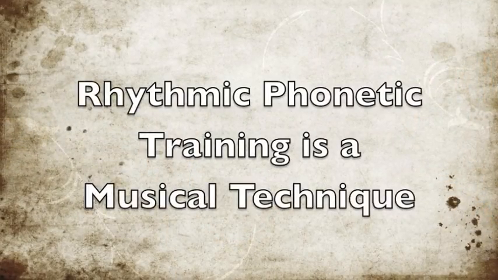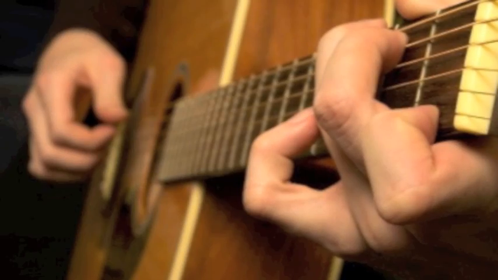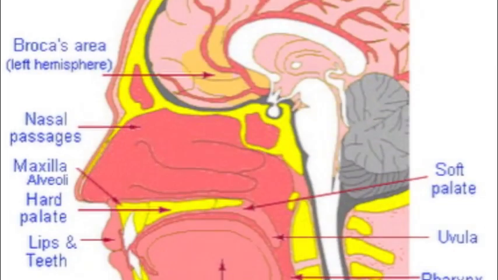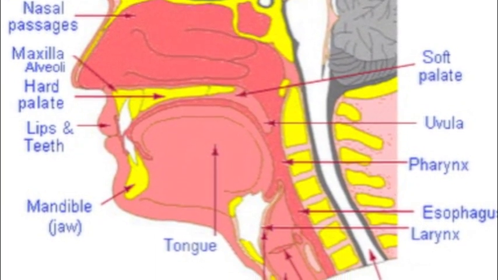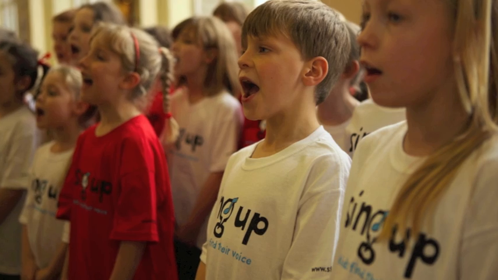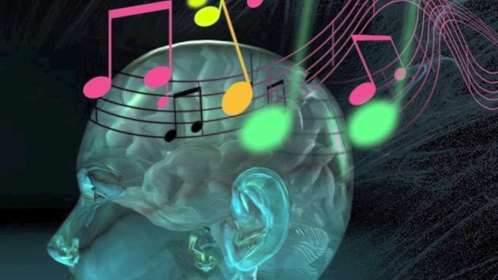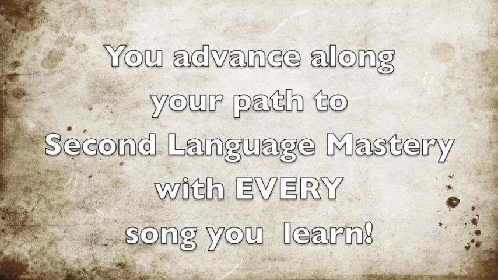If you're wondering how this is possible, remember that rhythmic phonetic training is a musical technique. The same way the brain can memorize a sequence of complex finger movements for a guitar song, it can also memorize a sequence of complex tongue, lip, and throat movements for a rap song. Just think about all the song lyrics you've already memorized in your lifetime without even trying, and you'll realize that there's really no limit to what your brain can do when music is involved. And just how the guitar student advances on his path to guitar mastery with every song he learns, you advance along your path to second language mastery with every song that you learn.